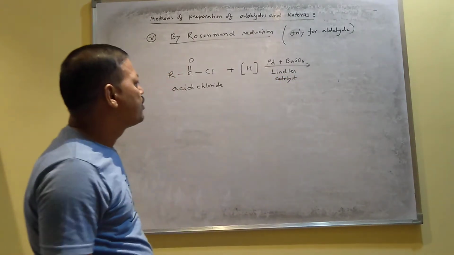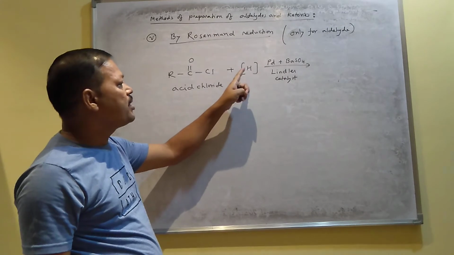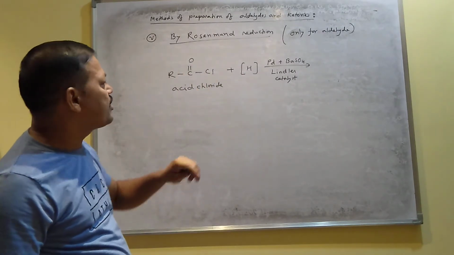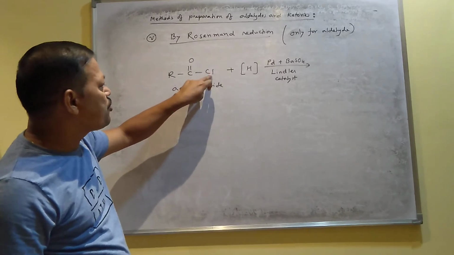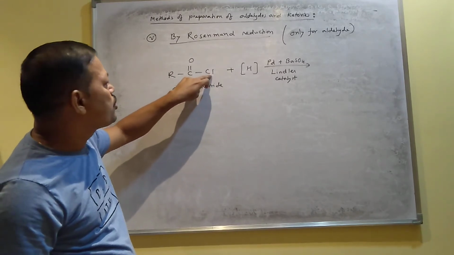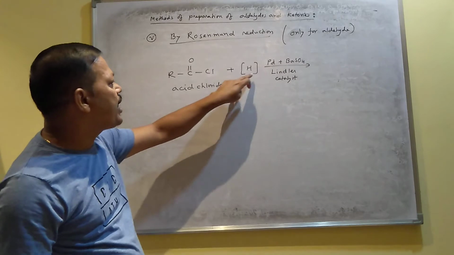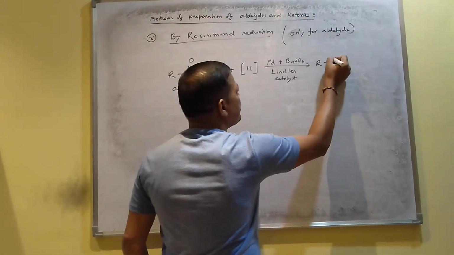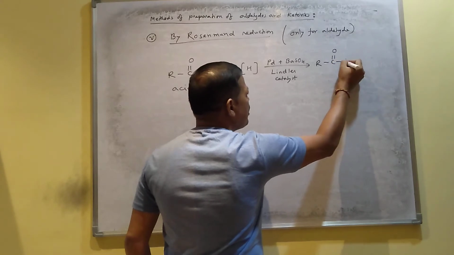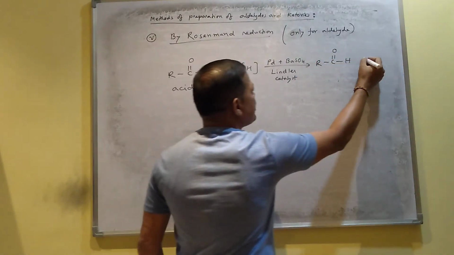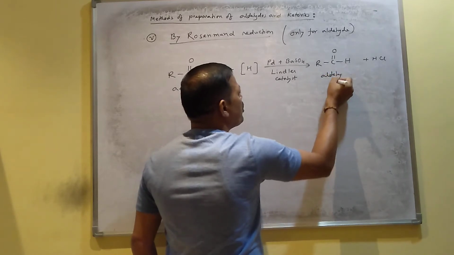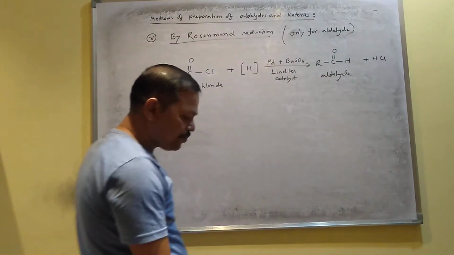Reduction means addition of hydrogen and removal of an electronegative element. Here the electronegative element chlorine is present, so chlorine will be removed and hydrogen will be added. That means you will get RC double bond O, chlorine is replaced by hydrogen, and the side product you will get is HCl. I mean, you will get the corresponding aldehyde.